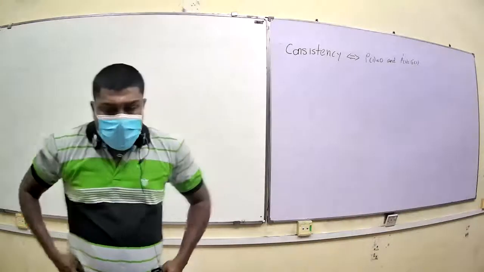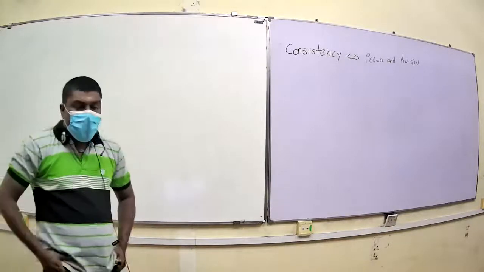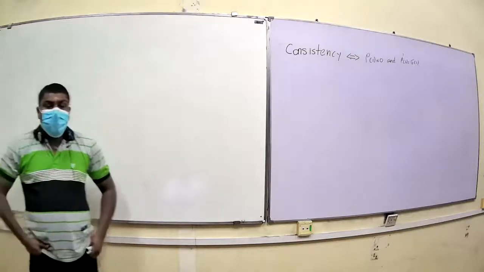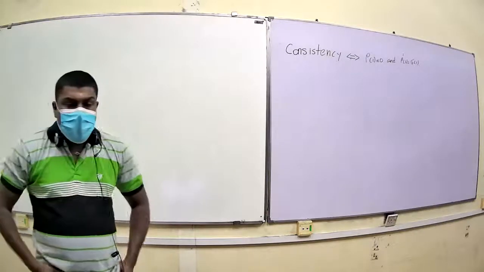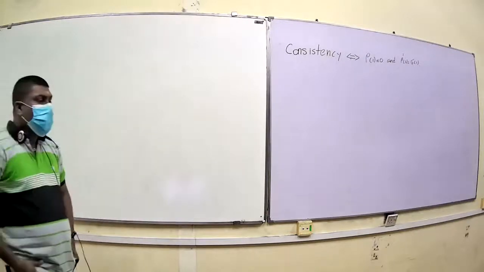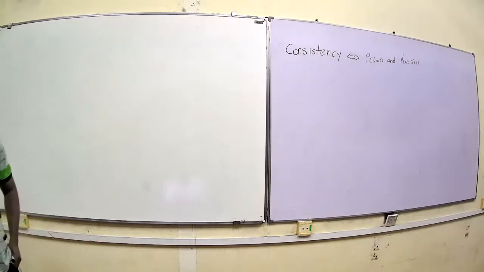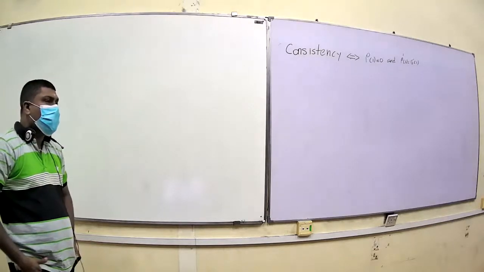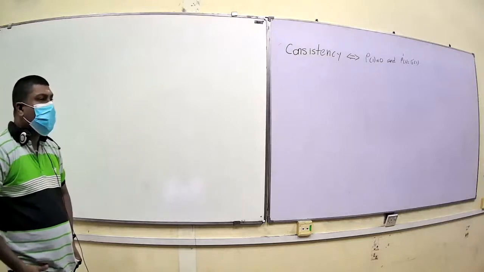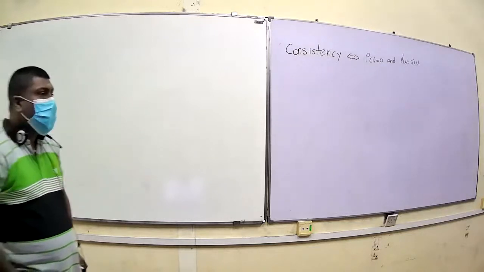Okay, so this is what we learned last time. We talked about the consistency of a method, and we defined consistency by the limit of the residual error at x_{n+k} divided by h going to 0, which is equal to 0, if and only if the method is consistent.